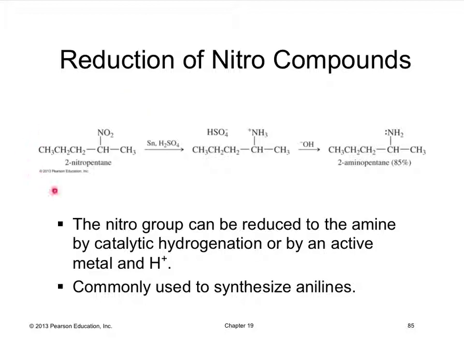And then finally, we have the reduction of nitro compounds where you have a nitro group. So the nitro group can be reduced by either catalytic hydrogenation or active metal and acid. So this is tin and hydrochloric acid. This will generate the ammonium salt, and then in the presence of hydroxide it is deprotonated to generate the amine.